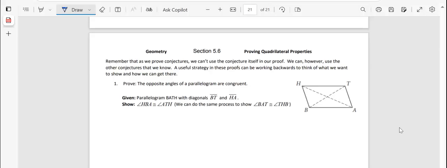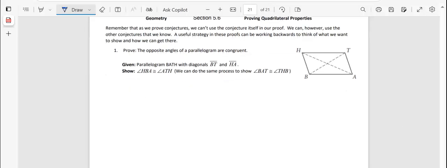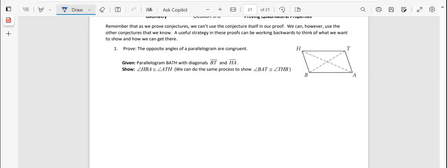As we prove things, we have to remember that we can't use the conjecture to prove itself. This is called circular reasoning. And so we have to really ask ourselves, what am I trying to prove and what steps am I going to take to get there? And of course, we're going to be using our triangle congruence shortcuts because all of these quadrilateral proofs have their basis in that.